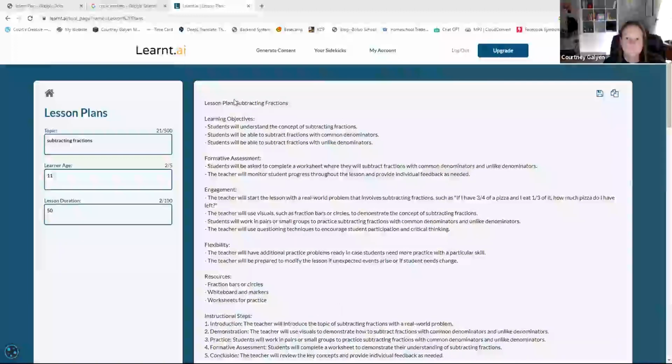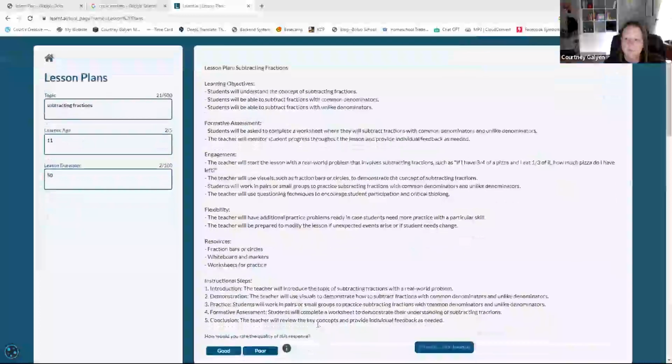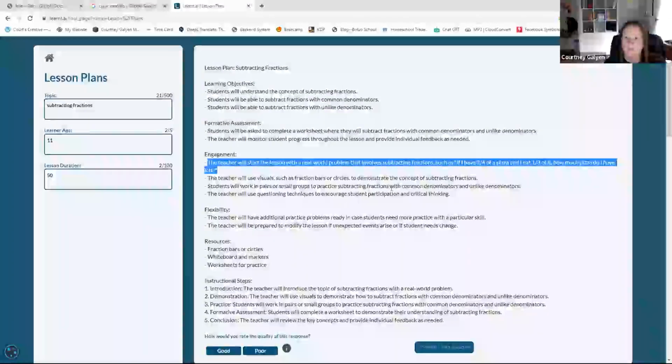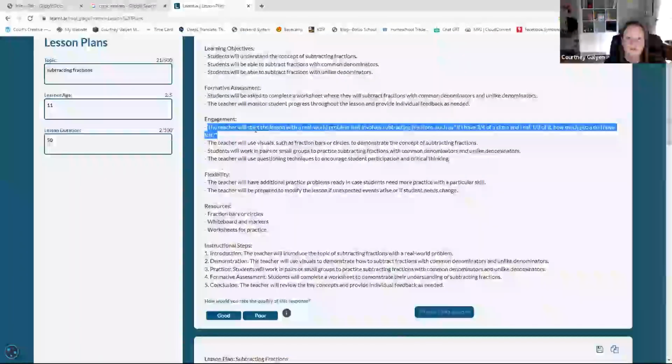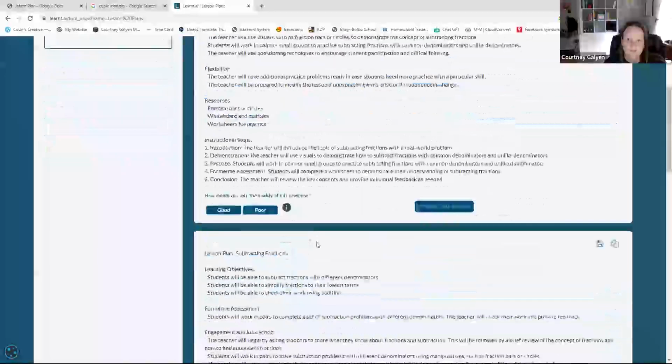So here we have a lesson plan, subtracting fractions, your learning objectives, your assessment, engagement. It even goes as far as to tell you what to say. It says the teacher will start the lesson with a real world problem that involves subtracting fractions, such as if I have 3/4 of a pizza and eat 1/3 of it, how much pizza do I have left? And it tells you the materials that you'll need, resources and instructional steps.